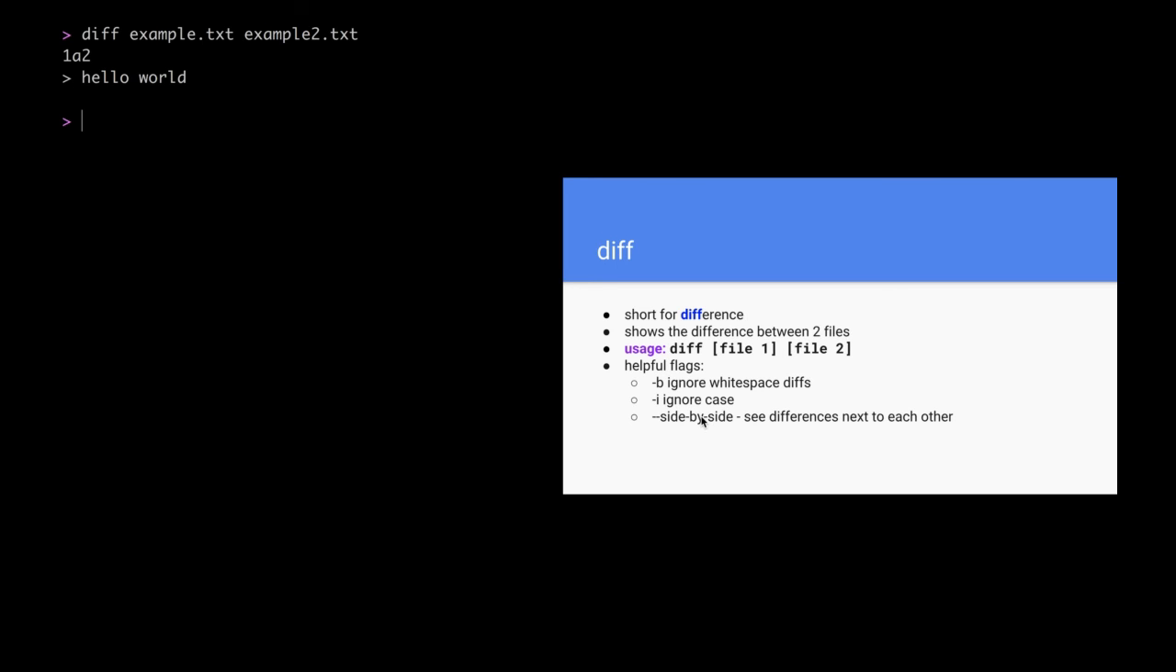Some other useful flags for diff are -b, which will ignore the white space in the diff, -i, which will ignore case, and --side-by-side, which will show the differences side by side.